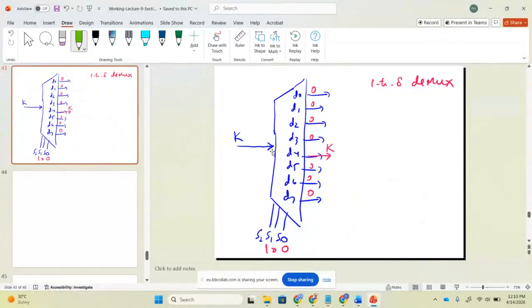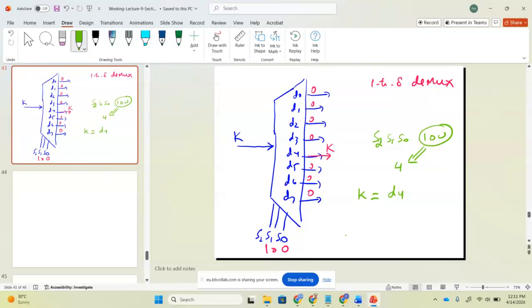a 1 to 8 demultiplexer. If we have a 1 to 8 demultiplexer, please remember, this is very important. Let's assume that S2, S1 and S0 is 100. So this is actually the index for 4. What will be my K? K in this example will be equal to D4.